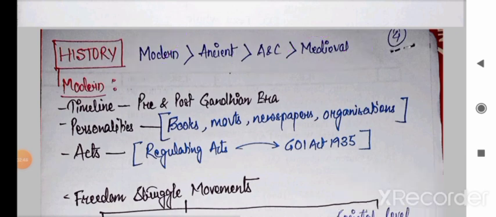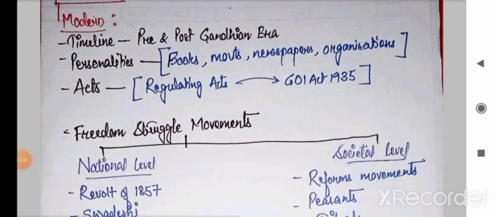Okay. In modern history, what you have to read is the timeline, the pre- and post-Gandhian era. Important personalities are very important, like their books, their movements, their contributions. Books, movements, newspapers, and the organizations they have formed. Then come the acts, from the Regulating Act of 1773 to the Government of India Act 1935, everything in detail.